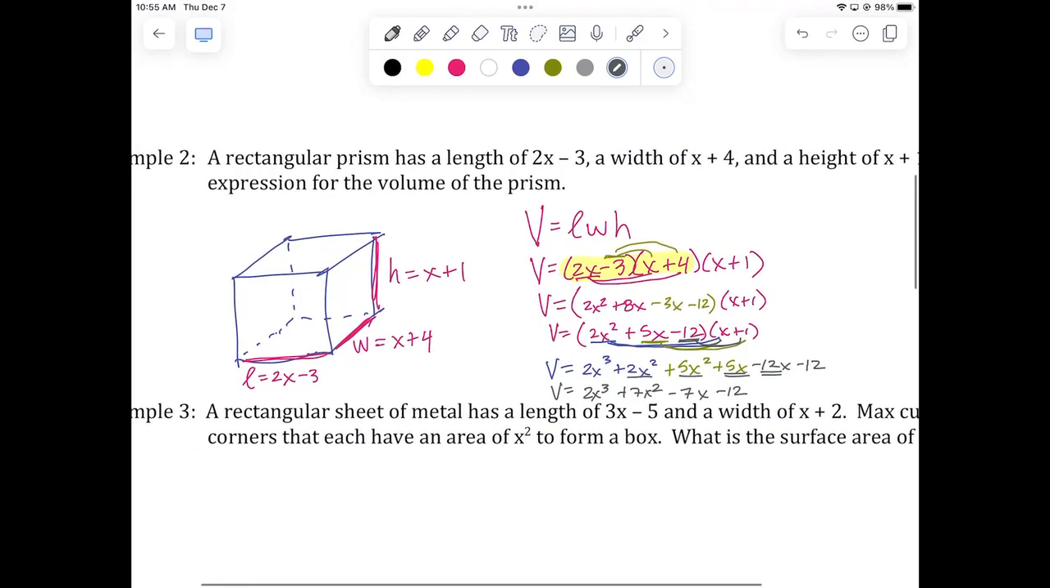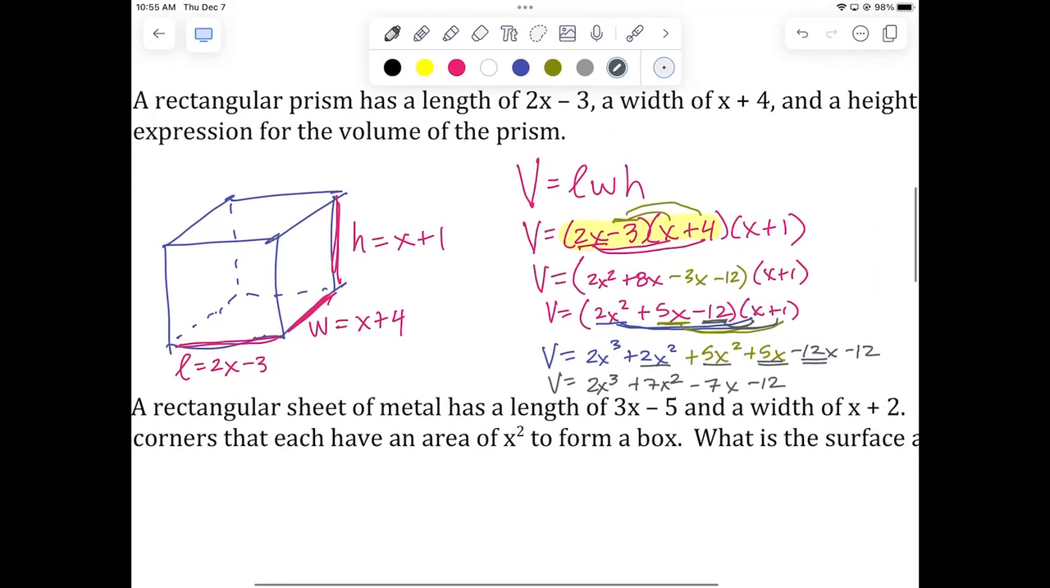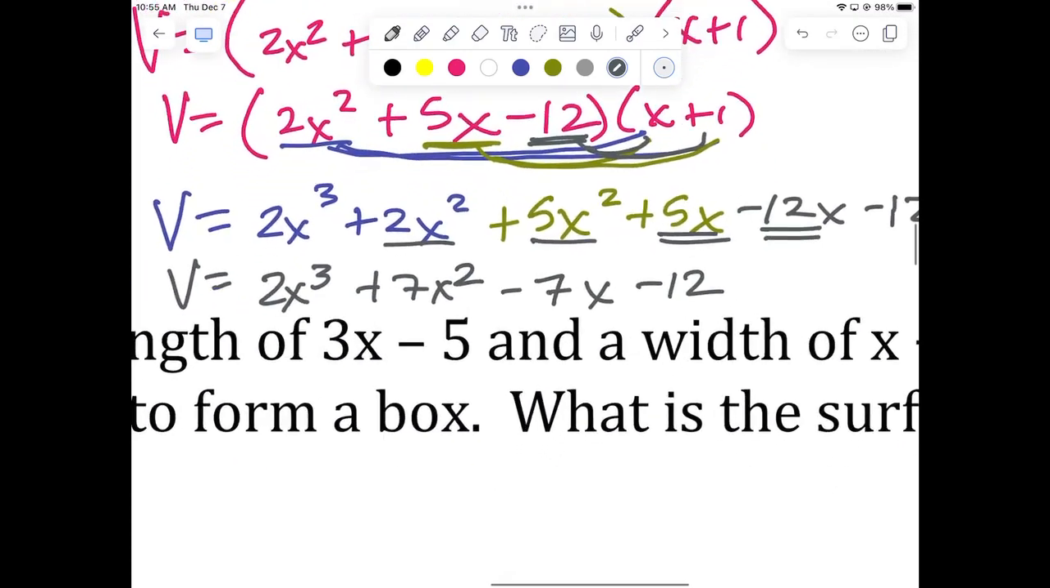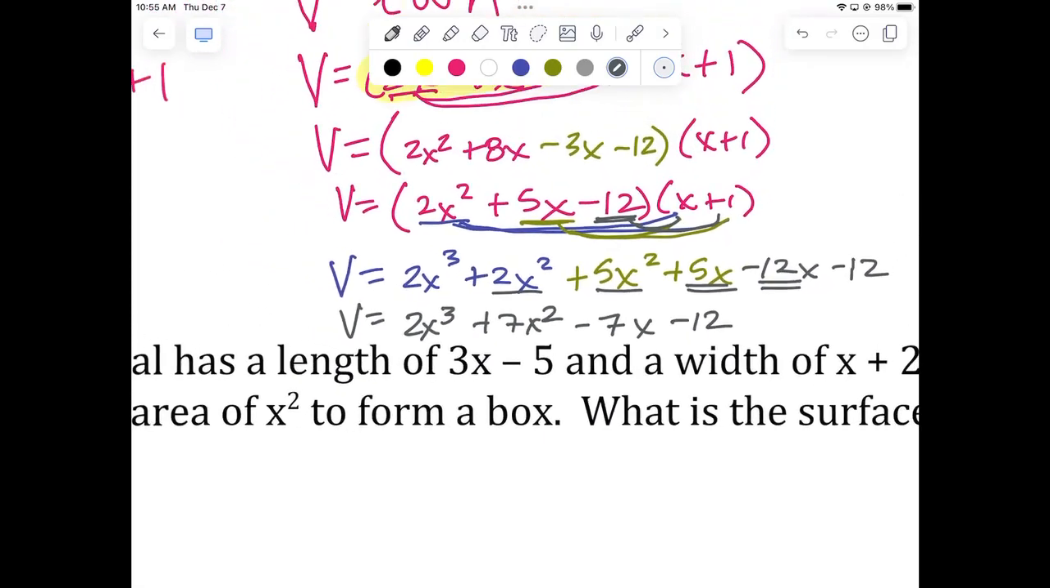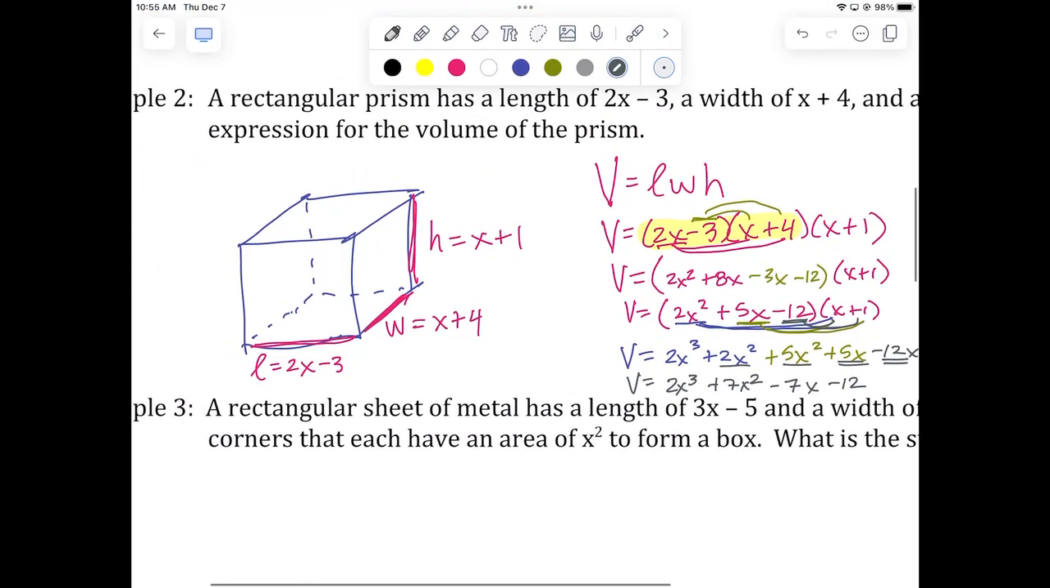All right, so what this would do now is if you knew what x was, if you had a box or a rectangular prism, and you knew what x was and you wanted to find the volume, you could just plug it into this formula right here and calculate it. And then you know how much stuff it holds. That would tell you how much stuff this box holds.